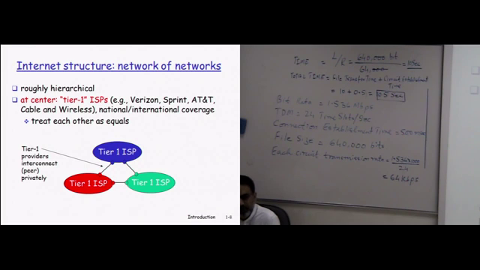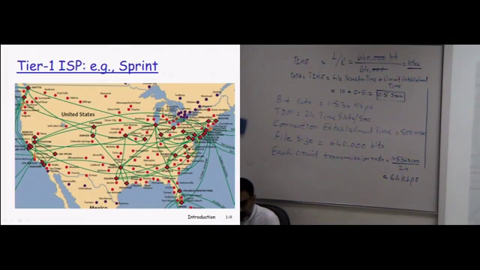And they will be connected with one another. So tier 1 providers interconnect privately. For example, if we take this snapshot, a tier 1 ISP example is Sprint. All the tier 1 ISPs are connected with one another with their own private links.